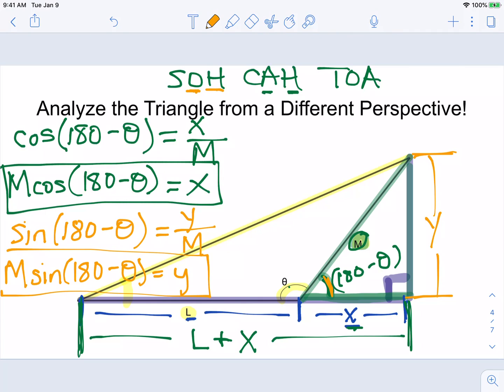Okay, so now my big right triangle, let's find it again. I have this big horizontal line, this big vertical line that makes a big right triangle with that hypotenuse. Now I could use Pythagorean theorem to solve for that big hypotenuse. Why? Because in the x direction, I know that value is going to be L plus x. I was given L. I solved for x up here.